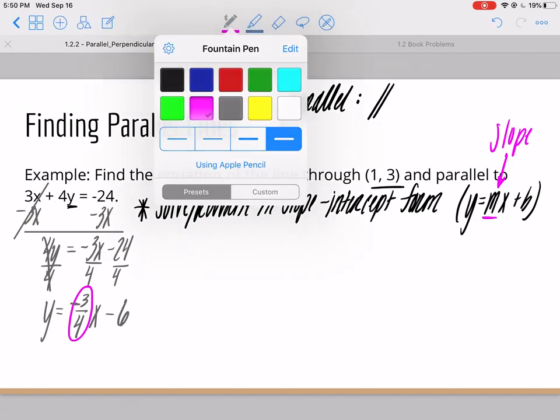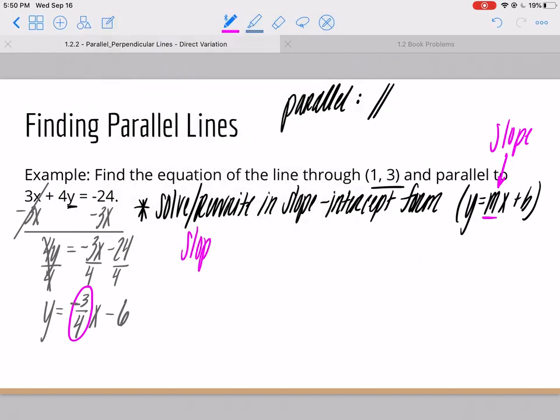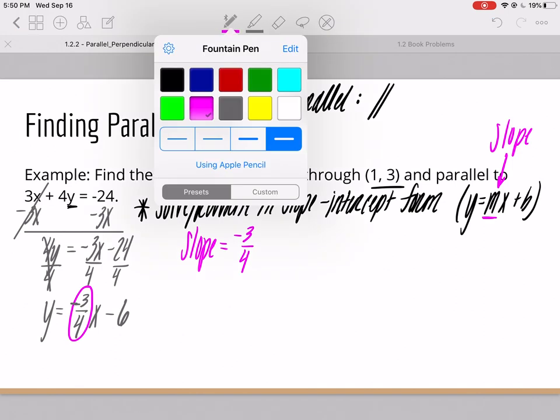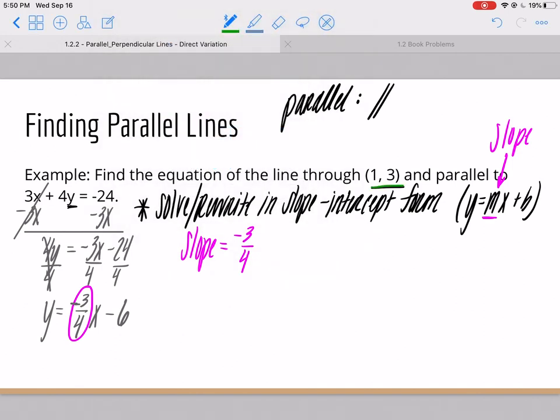So I'm going to write that down. So the new line that I'm finding, since it's parallel, it has to have the same slope. So it has to have a slope of negative 3/4. And then let's look back at the original facts. So it also has to go through the point (1, 3).